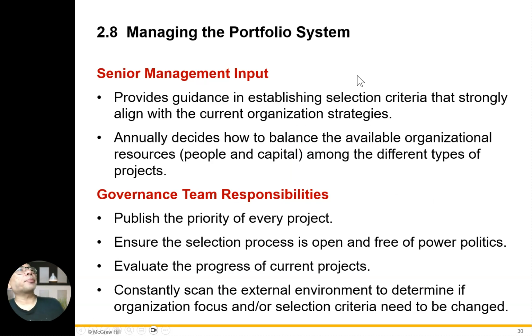In 2.8, managing the portfolio system, senior management provides guidance in establishing selection criteria that strongly align with current organization strategies, and annually decides how to balance the available organization resources, people and capital, among the different types of projects. For the governance team, responsibilities are to publish the priority of every project, ensure the selection process is open and free of power politics, evaluate the progress of screened projects, and constantly scan the external environment to determine if the focus or selection areas need to be changed.